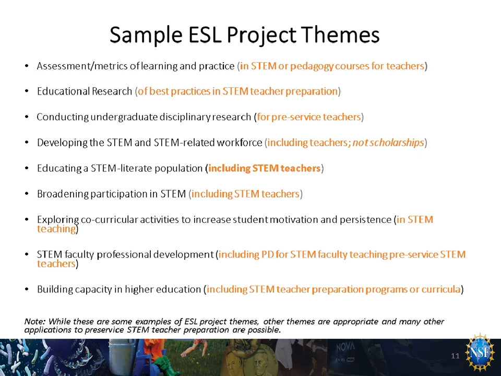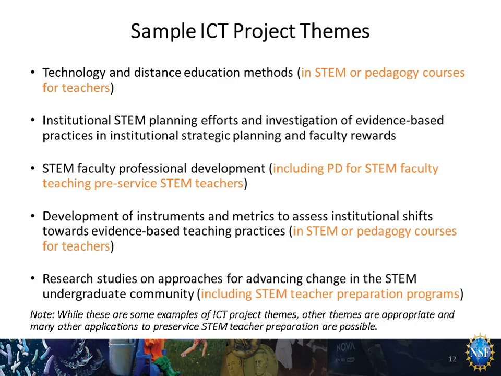Ultimately, building capacity in higher education. And again, because we're focusing on STEM teacher preparation, we call that to your attention. Now, those were examples of engaged student learning themes. Again, not limited to that. These are examples of institutional and community transformation themes, where you're trying to bring about change across departments or colleges, or even across several institutions of higher education.